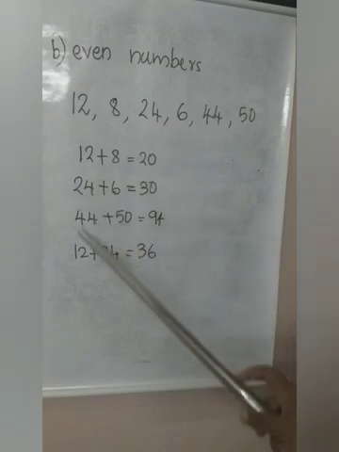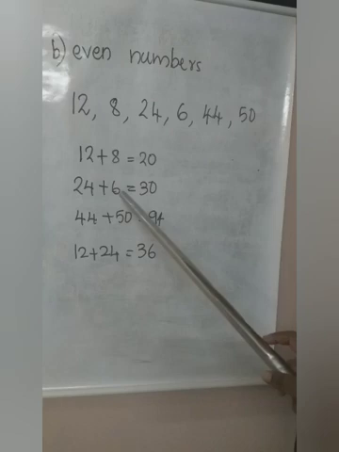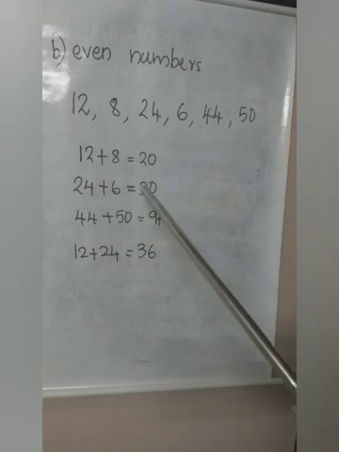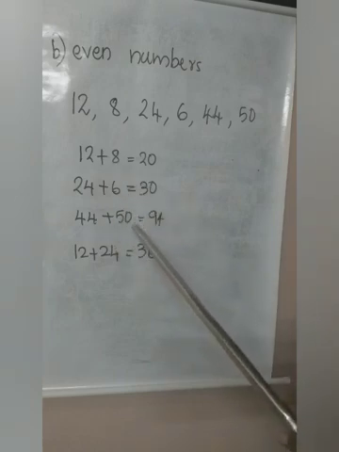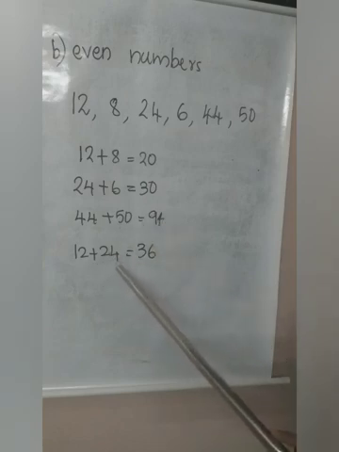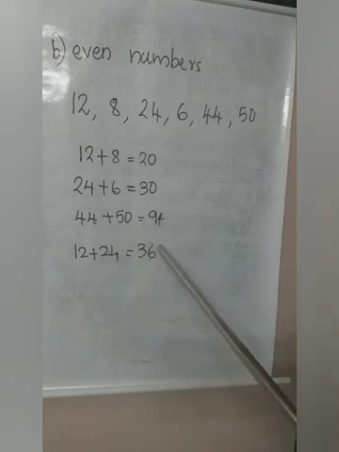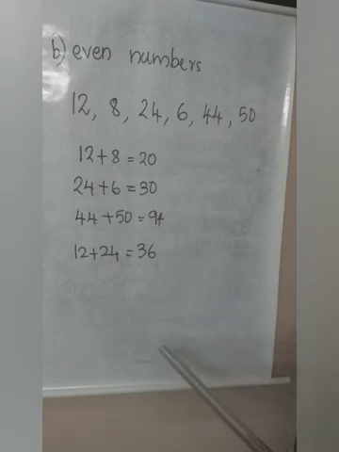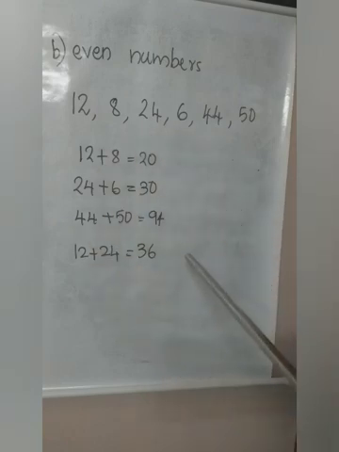Let's check all the other cases also. 24 plus 6: 24 and 6 are even. What happens to the sum? The sum is also an even number. Here also 44 and 50 are even, and the sum is also an even number. Here 12 and 24 are even, and 36 is also an even number. So, what can we conclude? When we add any two even numbers, what sum do we get? Again an even number. So, the sum of any two even numbers is always even.